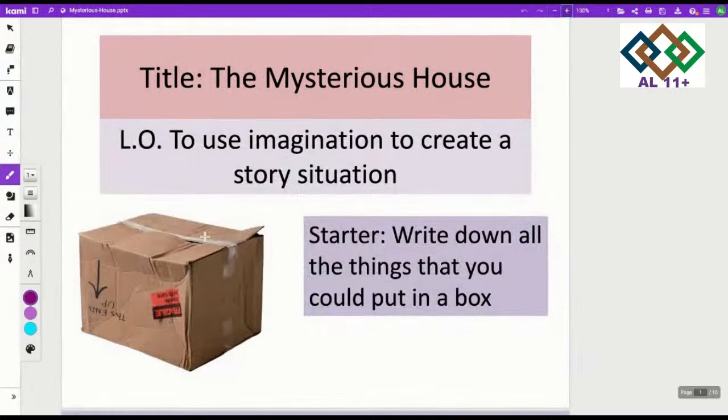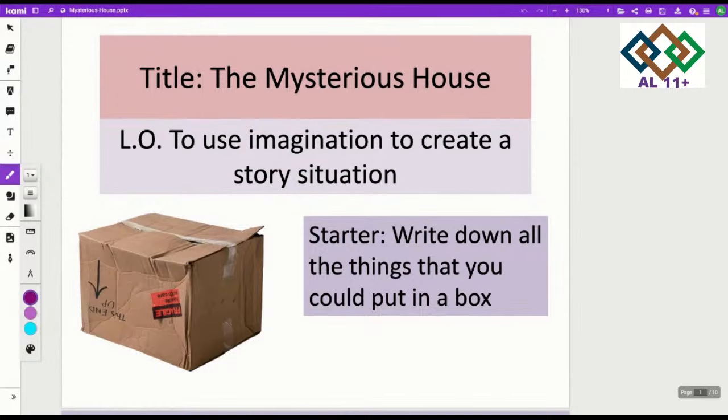So to use imagination to create a story situation. So let's create a story situation now. Your starter is you need to write down all the things that you could put in the box. So if you think about the mysterious house, what are the things you think you will be describing in this title?